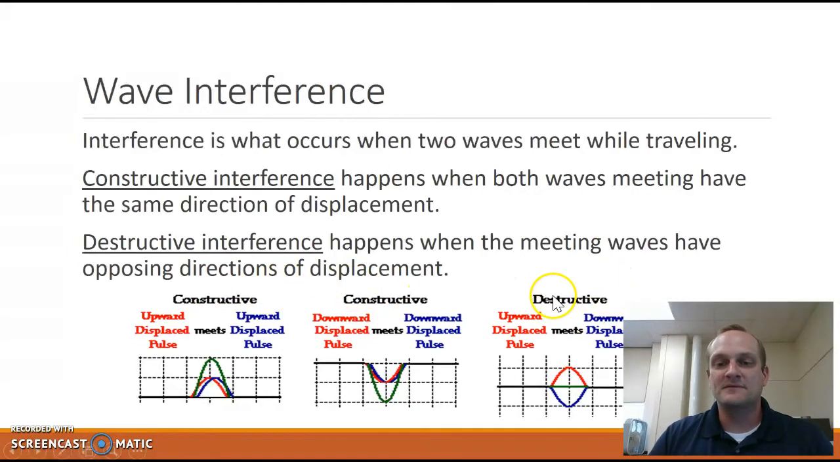Over here, I had the example of destructive interference. This is where I have an upward pulse meet a downward pulse. If the red pulse starts over here and it's up, and then the blue pulse starts over here and it's down, when they overlap, the red and the blue are going to cancel. And that gives me that green line right there in the middle.